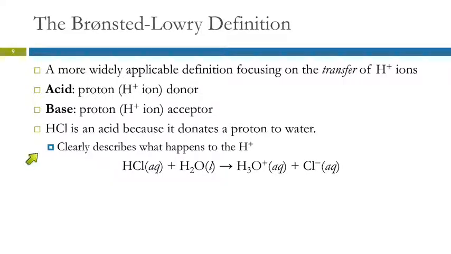So HCl is an acid because it donates a proton to water. So when we put HCl into water, what happens is this proton from the HCl is transferred to the water, forming hydronium ion, and what's left is the chloride ion. So this is clearly describing what happens to the hydrogen ion. It's not actually released in solution, it's transferred to another substance.